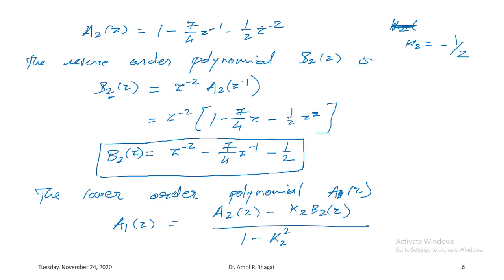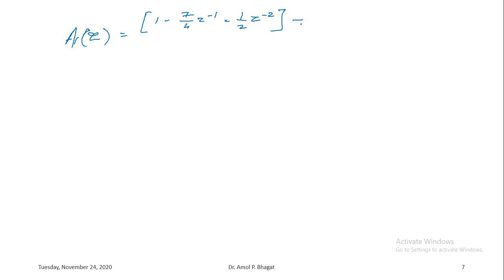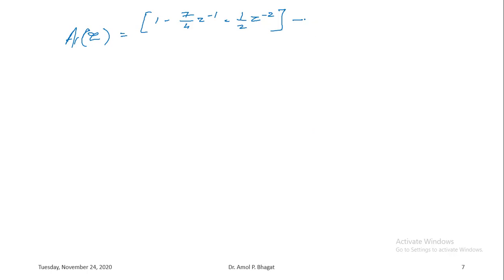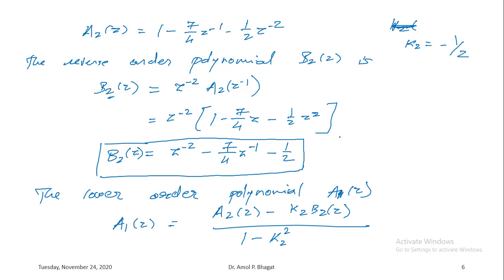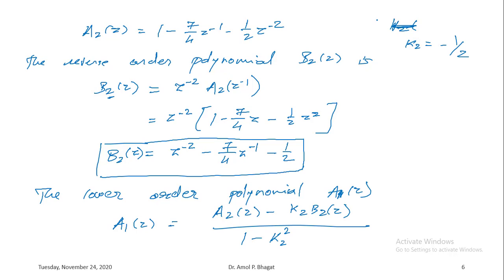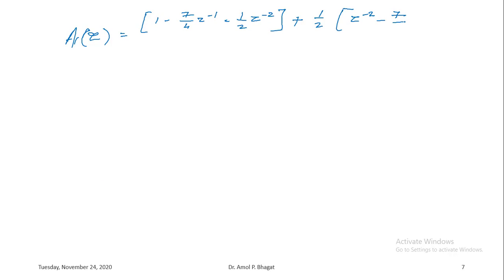Minus, so here we have to substitute the value of k2. k2 is minus 1 by 2, so minus minus becomes plus, so I can write plus 1 by 2 here, and then multiplied by b2 of z. b2 of z is z raised to the power minus 2 minus 7 by 4 z inverse minus 1 by 2.